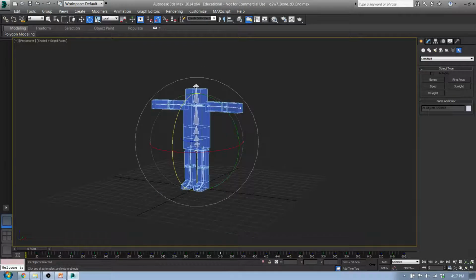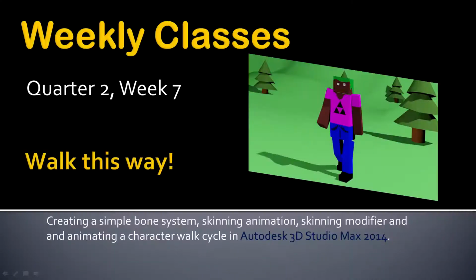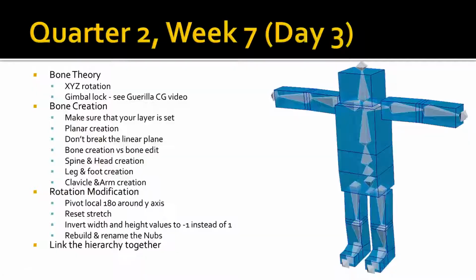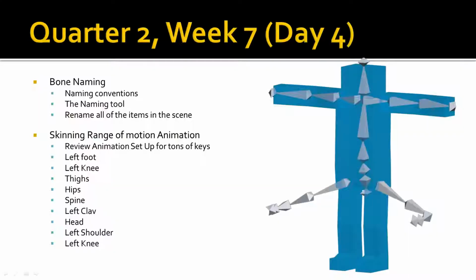Alright, so today, let's see, F5. Today was day 4. We already did some naming stuff, so we didn't have to do that today because we did it yesterday. We went through and did our range of motion animation on all of our pieces. And that's basically it. So you should be in good shape for day 5.